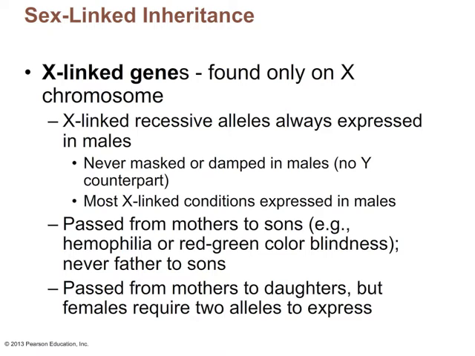On the other hand, if we have a male child that has a similar error on the X chromosome, it only has one copy, and if that copy's bad, that's going to result in a genetic abnormality or disorder in that male child. And for this reason, it's more common to have X-linked disorders show up in male children than it is in female children. Examples of sex-linked disorders include things like hemophilia and red-green color blindness.